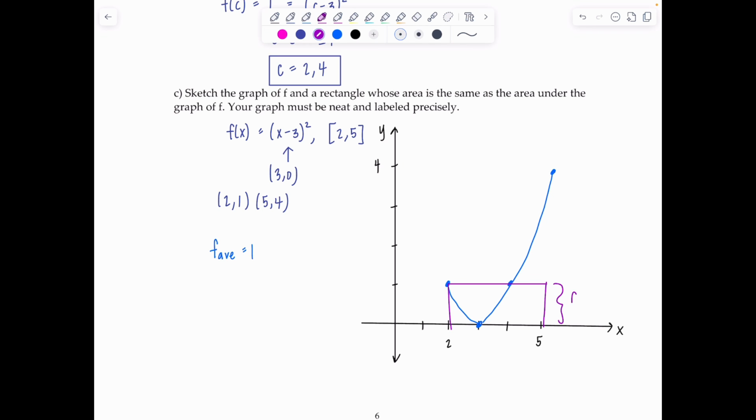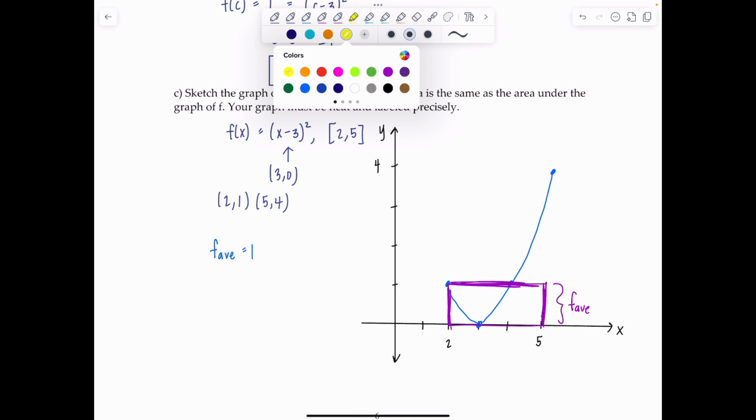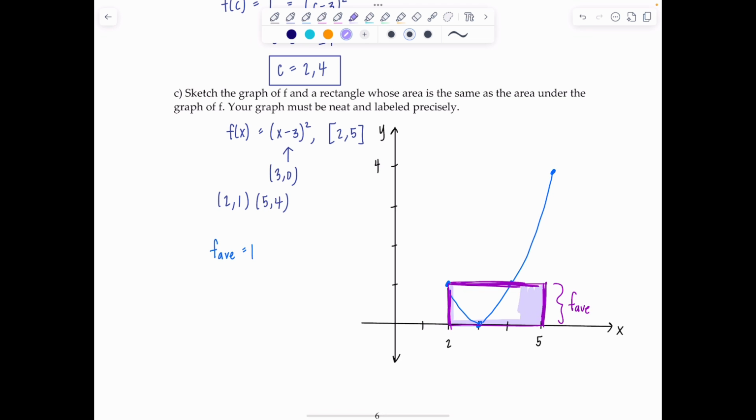This is f average. Same base. Here's my rectangle. Good. Now the area inside this rectangle, let me color it purple so it's all matchy and beautiful. The area inside this rectangle is the same as the area underneath the curve on the interval.